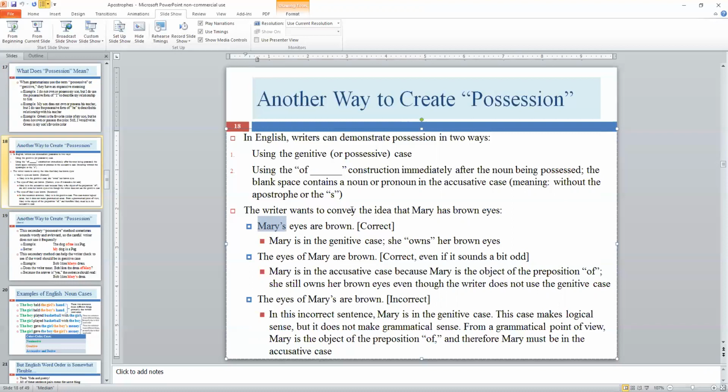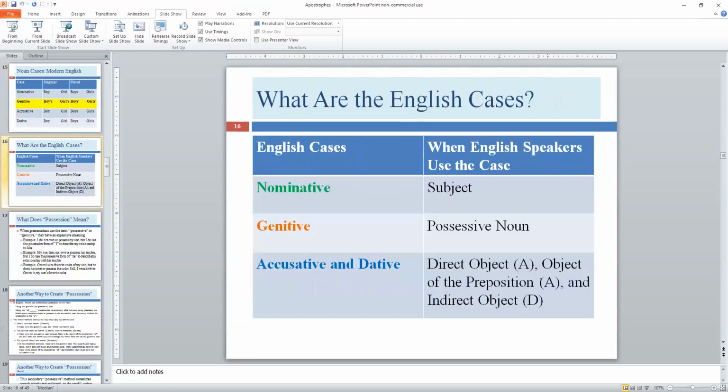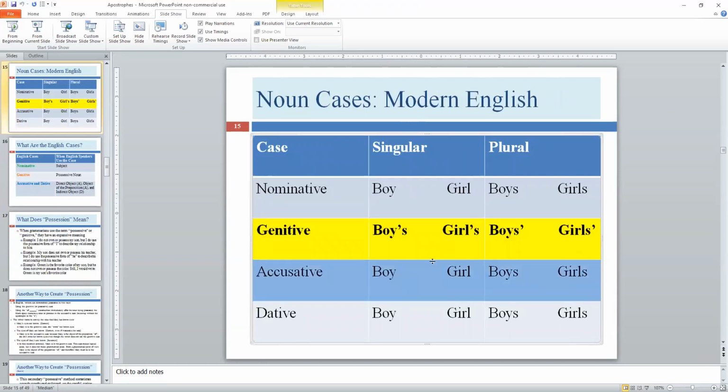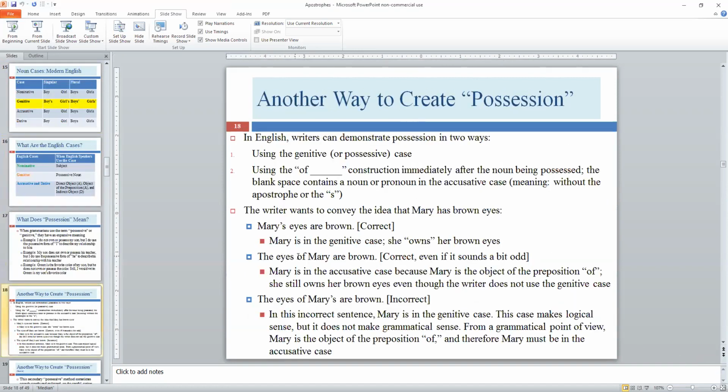Now, the of blank construction sounds a little wordy, a little formal, a little awkward sometimes to our ears. But it's grammatically correct, even if it sounds a little awkward. Just to be clear about the grammar that's going on here, of is a preposition, and Mary becomes the object of the preposition. So this is not going to be in the genitive case, it's going to be in the accusative case because it's the object of a preposition. And of course, when we have accusative case in English, we don't change the form. It's the same form that we use in the nominative and the genitive case. So that's why we say the eyes of Mary, Mary without any suffix to the word.